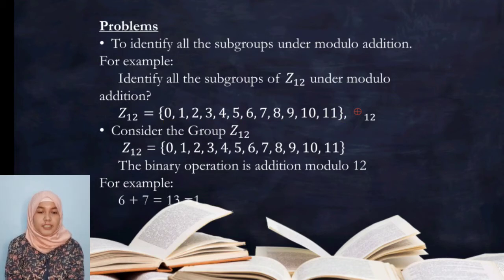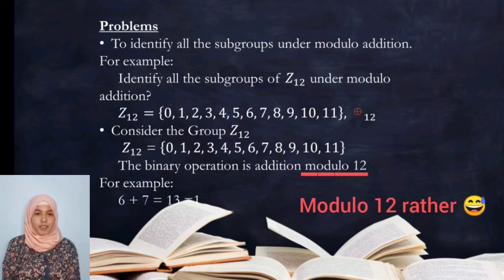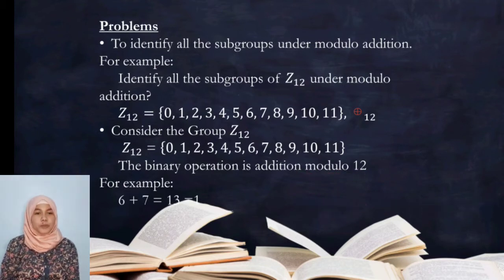Next, consider the group Z_12. Z_12 consists of the elements 0 through 11, and the binary operation is addition modulo 12. For example, if you want to compute 6 plus 7, 6 plus 7 is 13, but 13 mod 12 is the same thing as 1. For assurance, we can make a table for Z_12 to confirm that 6 plus 7 is 1.